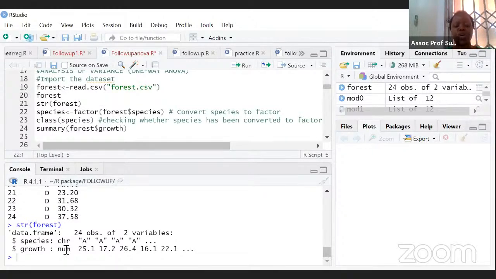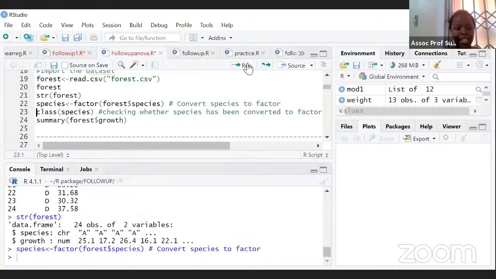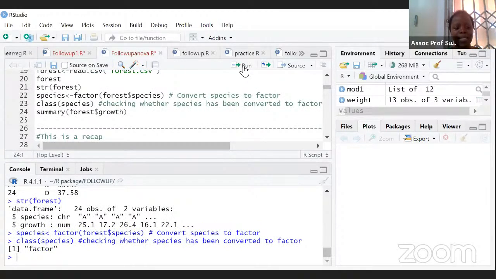So we want to transform species into a factor, and we call species again, and we use factor as a function to make it a factor. And we use this object forest, which is the name now of our data set, and call the variable species, which we want to change to a factor so that we can perform our analysis. So then we click run and check whether it has converted using class(species), and it says species has been converted to a factor. Are we okay up to there?